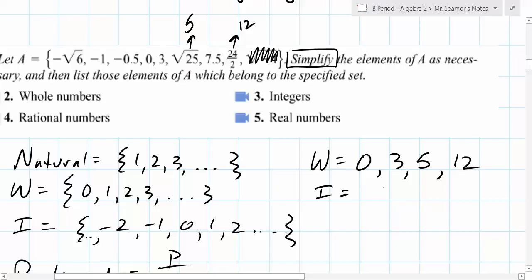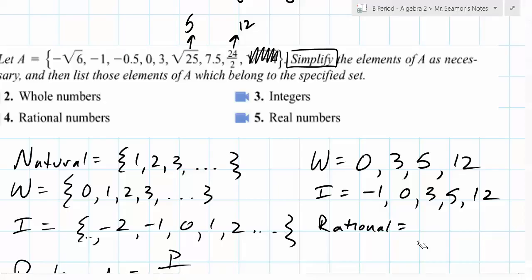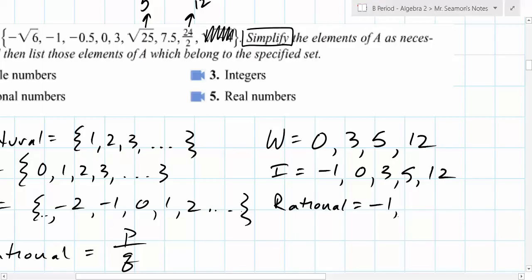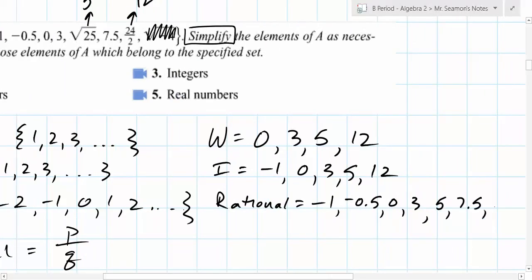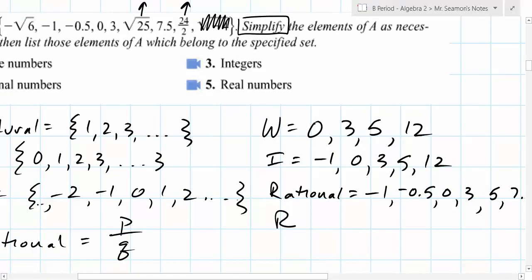So integers, what can I add into that set? Negative 1. Is there anything else I can add in? No. These are also integers, right? What about rational numbers? Which ones are rational? They can be written as fractions. Can 3 be written as a fraction? 3 over 1. So it's all of the integers plus anything else that's also a fraction. 1/2 isn't an integer, negative 1/2 isn't. So it's going to be all these numbers plus what? Negative 1 is there. What about negative 0.5? Any others? 0, 3, 5, 7.5, 12.